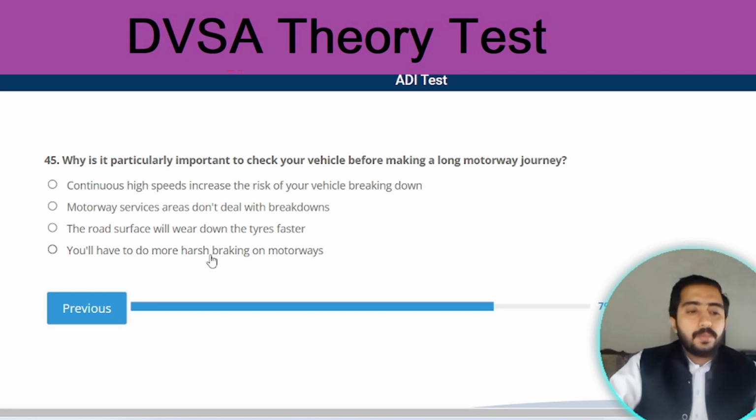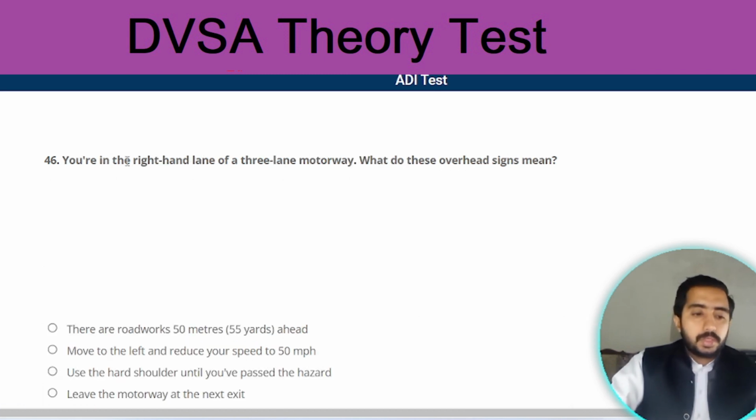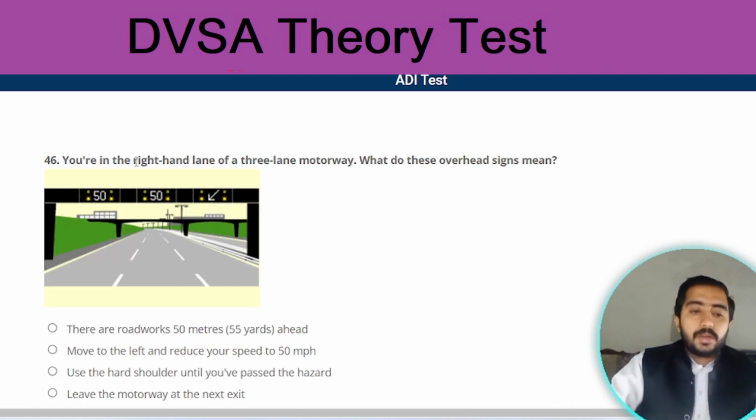Question number 45. Why is it particularly important to check your vehicle before making a long motorway journey? Before making a long motorway journey, the continuous high speed increases the risk of your vehicle breaking down. Next one.